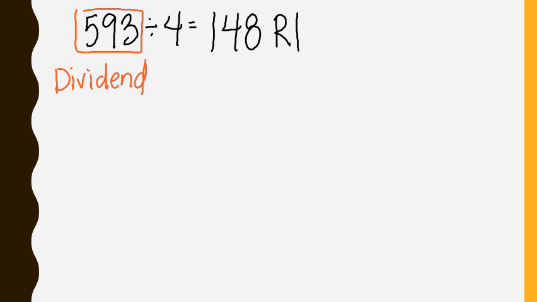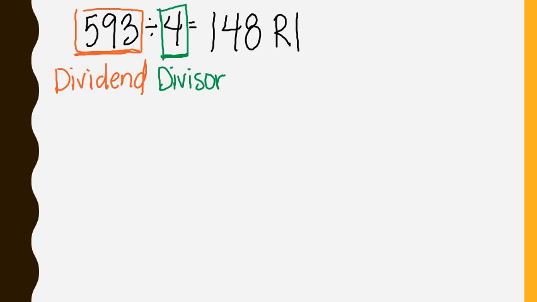My next number is called my divisor. The divisor is the number that you're dividing by, the number of parts that you're splitting your dividend into, the number of groups. I always like to say, if this was money, and I had $593, and it was being split among 4 people, we definitely want it split evenly. So that's what we're trying to do with division, is make equal groups.